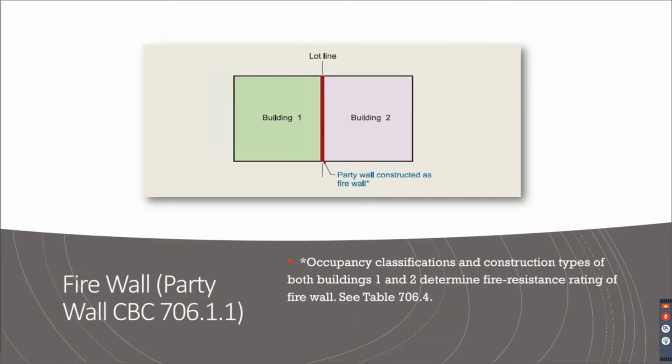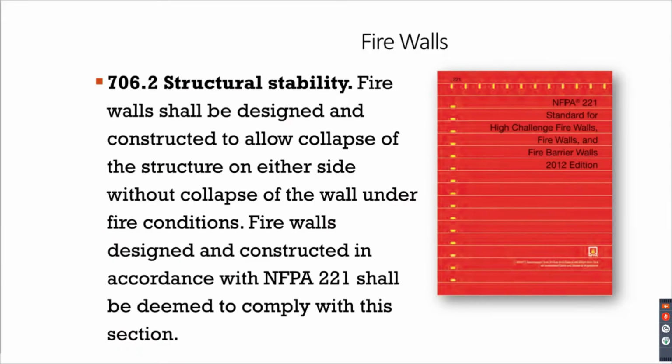And then of course with the lot line, in that case, that's going to be the party wall. So the occupancy classification and construction types of both buildings 1 and 2 in this example determine the fire resistance rating of the firewall. Again, that leads you to 706.4.